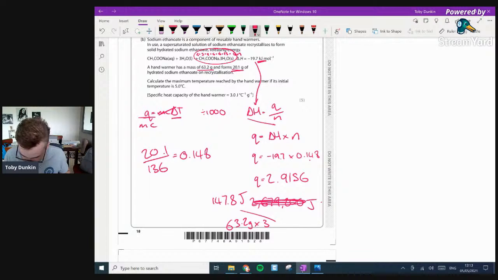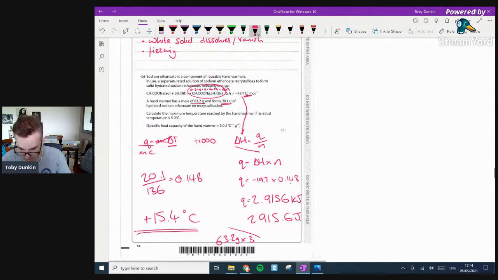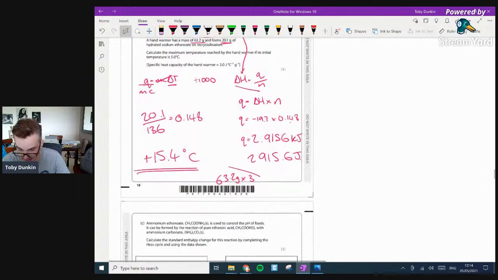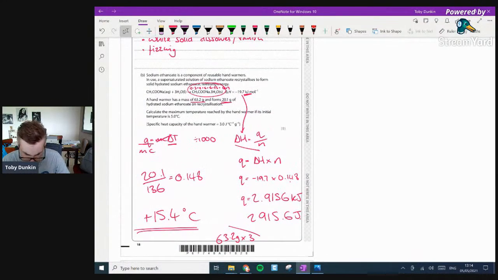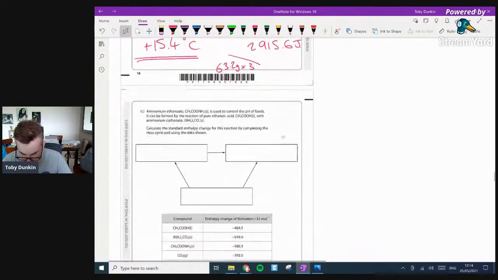Q equals 2.9156 kilojoules. Right, now convert that to joules. Right, times by 1,000. I'm just not doing the maths on my calculator. 2,915.6 joules. Right, now divide that by brackets 63.2 times by 3. Go. And I get 15 degrees rise. Plus 15 degrees. Plus 15.4 degrees Celsius. A bit rubbish that, if I'm honest. Anyway, I hope you followed. I made a real mess of that. Sorry about that, guys. I don't think it's enough. Go from 5 degrees to... No, that's probably about right, actually. Yeah, probably about 15. That's an interesting question now.